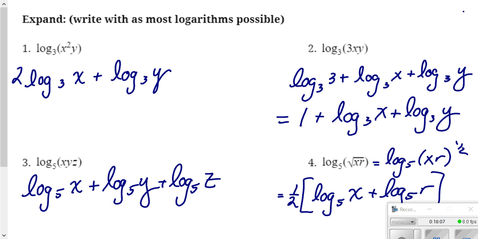Okay, here are solutions for 2 and 3 in the expand section. Over here, if you just kept this as the base 3 log of 3, that would be okay, but hopefully you do recognize that that is the number 1.